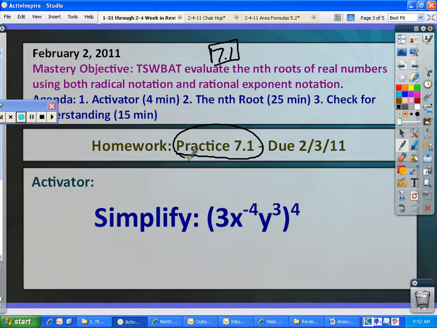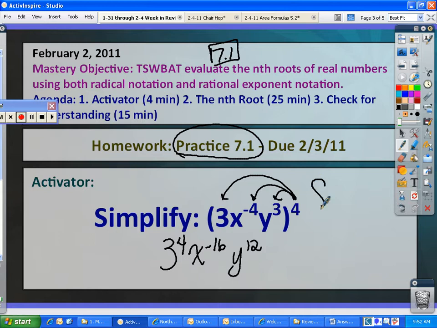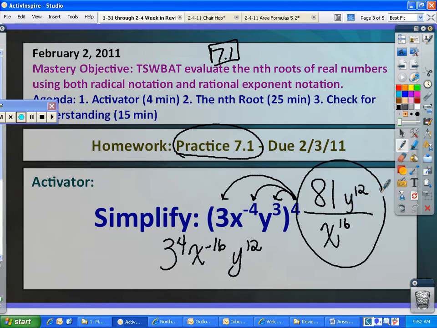For this activator, they had to simplify, which is to basically distribute that 4 to everything inside the parentheses. So that was 3 to the 4th. Negative 4 times 4 is x to the negative 16th, and 3 times 4 was y to the positive 12. The negative 16 meant that it had to go on the bottom, and then 3 to the 4th power was 3 times 3 times 3 times 3, which is 81. So they should have put 81 on the top. The x to the 16th goes on the bottom because of the negative exponent, and the y to the 12th stays on the top. So this should have been the final answer for their warm-up.